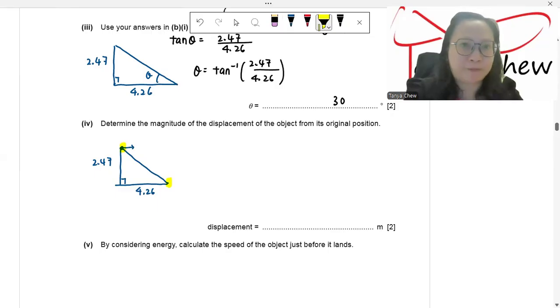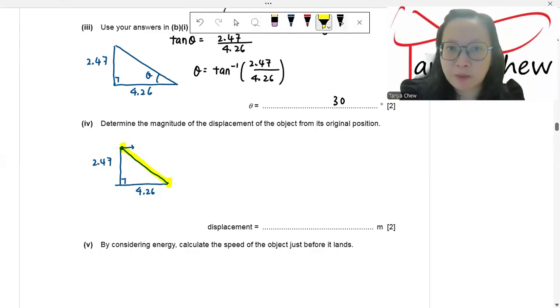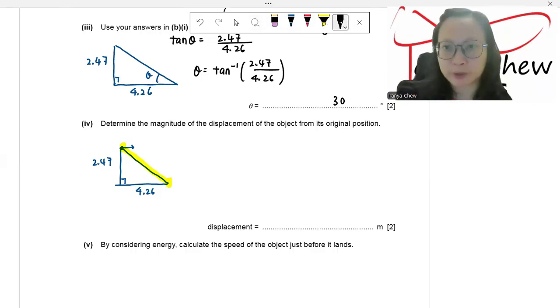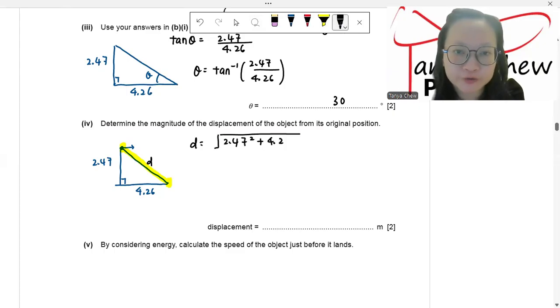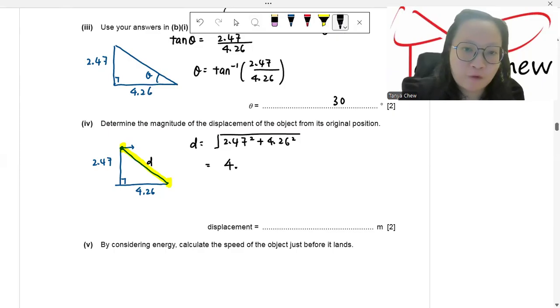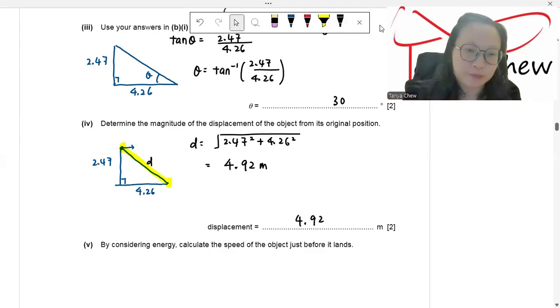So displacement, remember, I defined displacement as being about the starting point and the end point. Draw a line. This is called displacement. And when you look at my right angle triangle, it represents the hypotenuse. Again, recall your math. So the magnitude of the displacement, I put it as D, is equal to the square root of 2.47 squared plus 4.26 squared. And the answer is 4.92 meters. 4.92 meters is my answer.